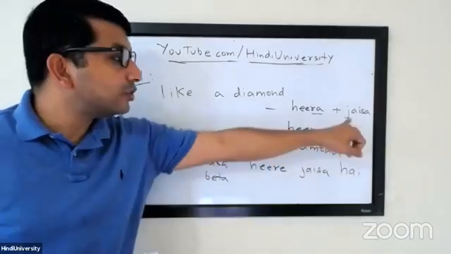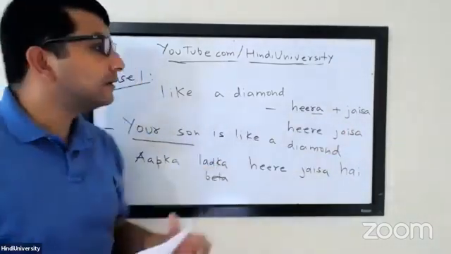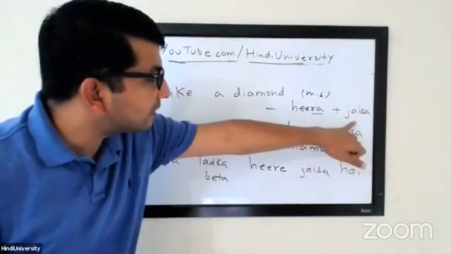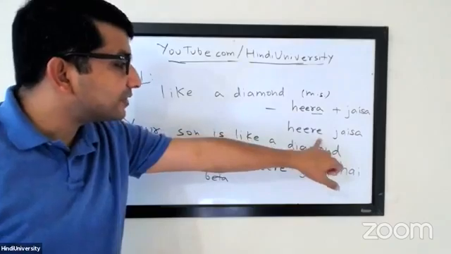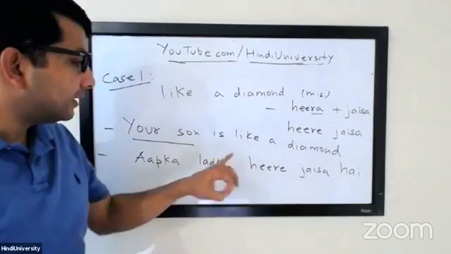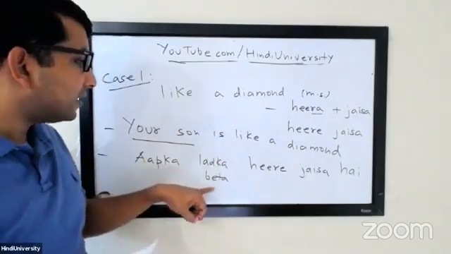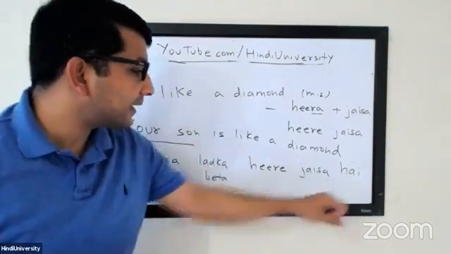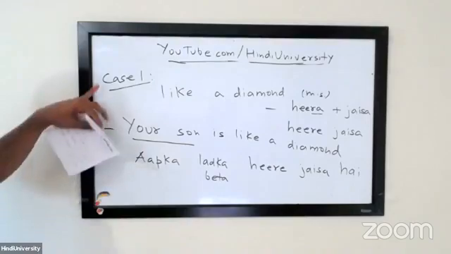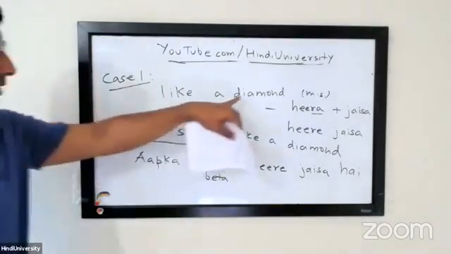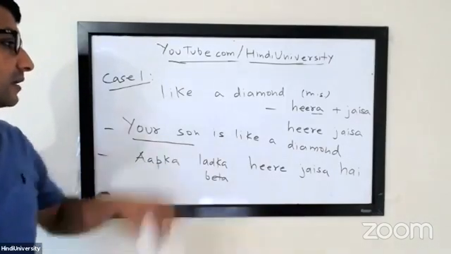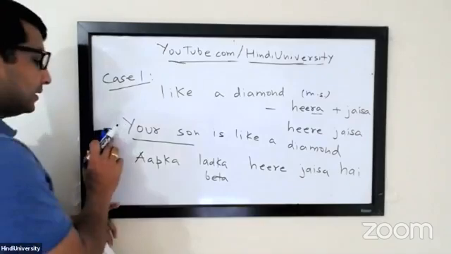Now, why do I use jaisa? Because hira is considered masculine singular. That's why I put jaisa. The next thing is you convert this into an oblique case. That's why it becomes hire jaisa. The third thing I did was put it in a sentence. Your son, aapka ladka, is like a diamond, hire jaisa hai. Okay, awesome. So this is case one, where we are simply taking any kind of noun and putting jaisa, jaisi, and jaise next to it.